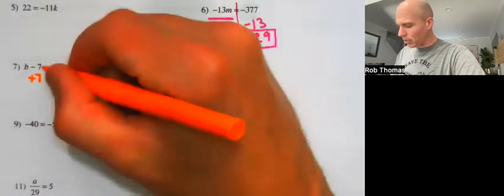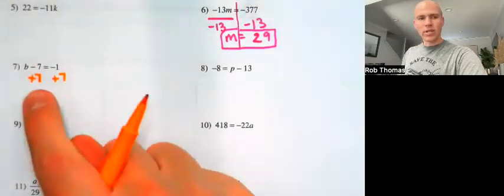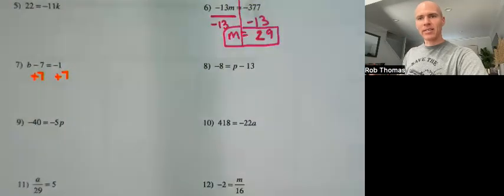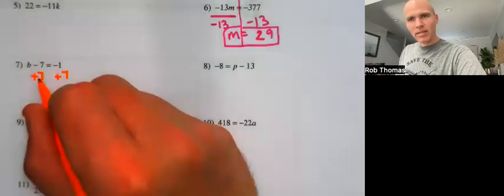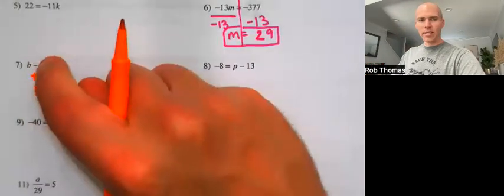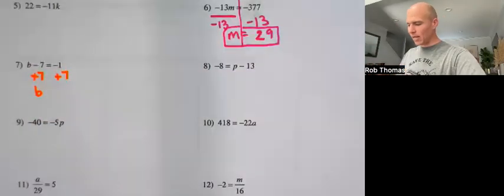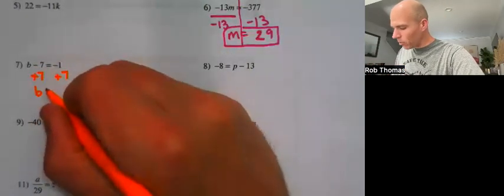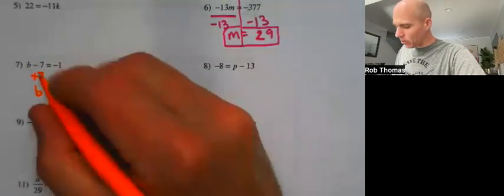And then I'm going to add 7 to the other side of the equation. So this is my solution step, adding 7 to both sides of the equation. B minus 7, but then plus 7 leaves me with just B. Another way to think about it is the -7 and the +7 create a 0 together, cancel out. Bring my equal sign straight down. -1 plus 7 equals 6.